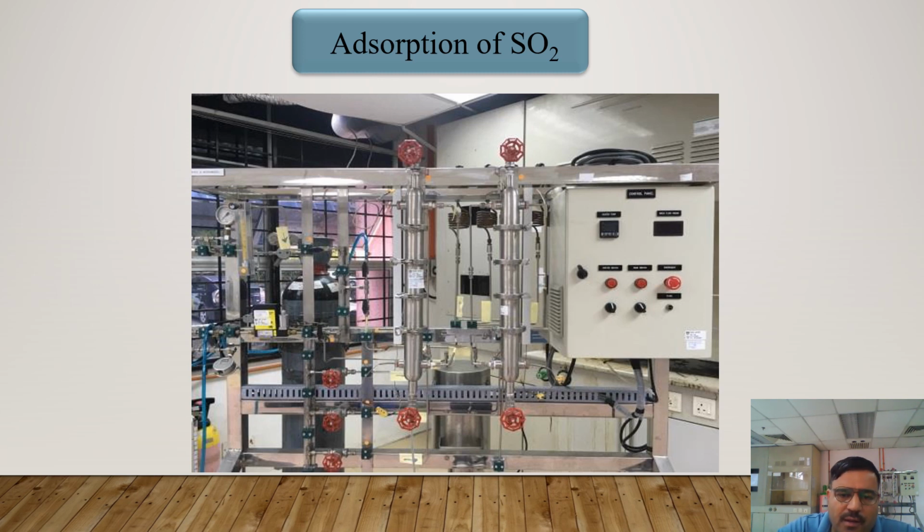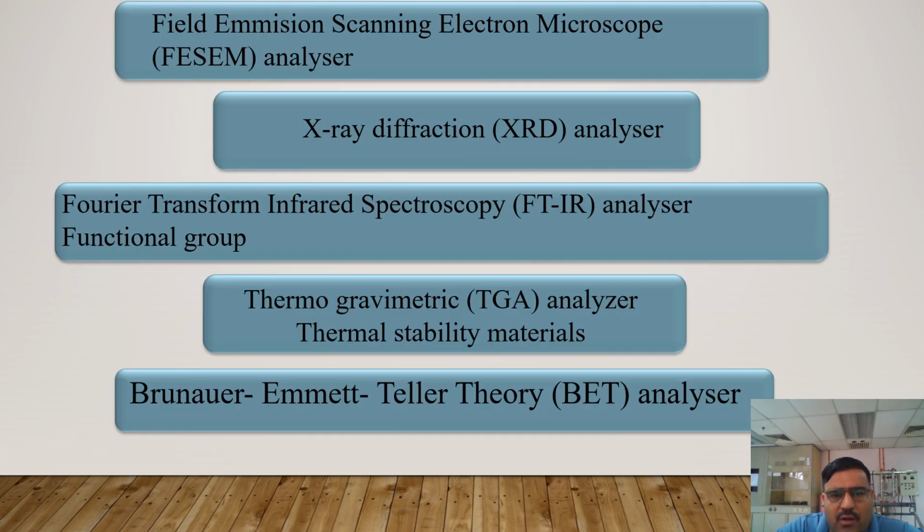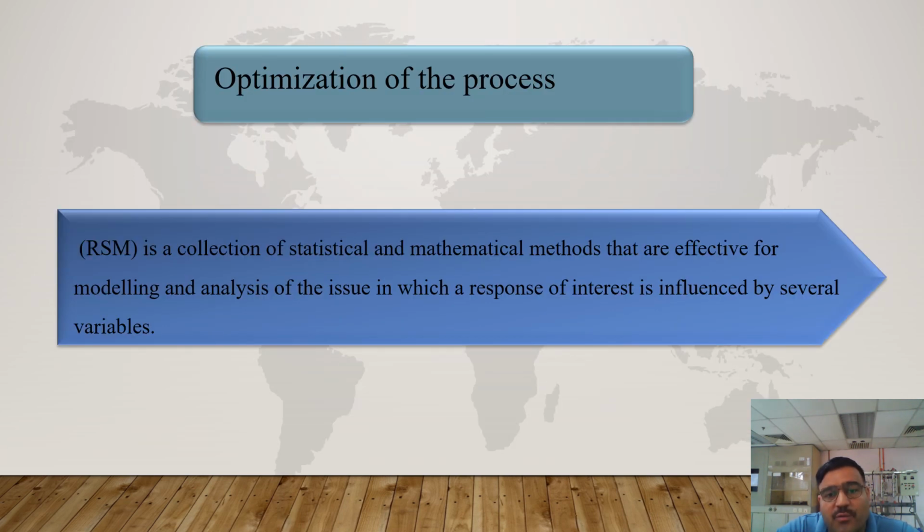This is my reactors and control panel and cylinders. This is our characterization: FESEM, XRD, FTIR, TGA, and BET. Optimization of this process: RSM is a collection of statistical and mathematical methods that are effective for modeling and analysis of problems in which a response of interest is influenced by several variables.